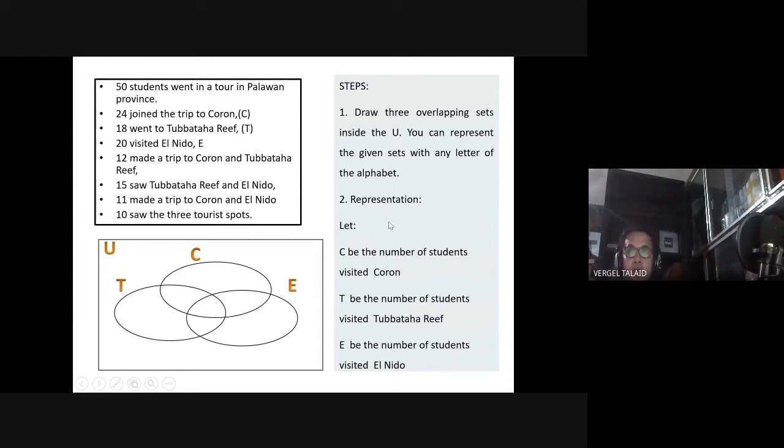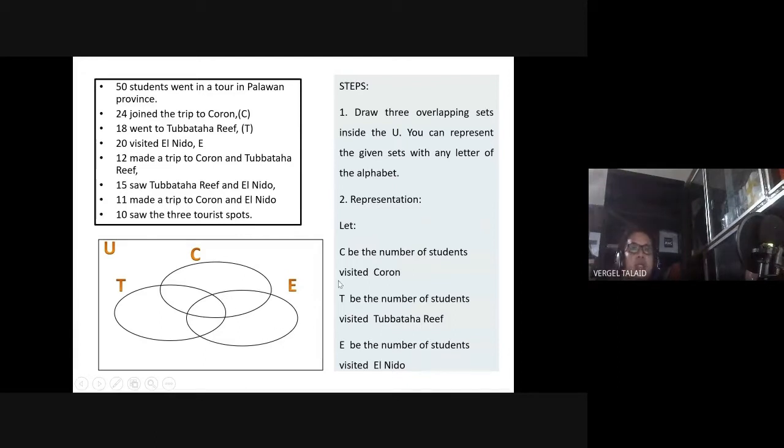The second step is to make a representation. Let C be the number of students who visited Coron. So this is our circle C. Let T be the number of students who visited Tubataha Reef. So this is T. And let E be the number of students who visited El Nido.